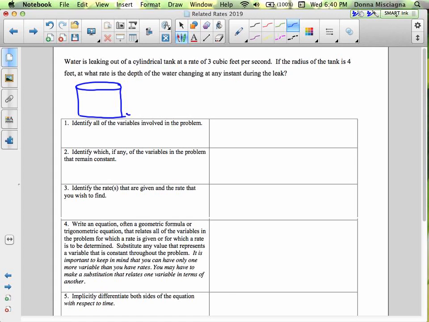Notice the water is leaking. All right, so leaking means the derivative is going to be negative. All right, so if the radius of the tank is 4 feet, at what rate is the depth of the water changing at any instant during the leak?